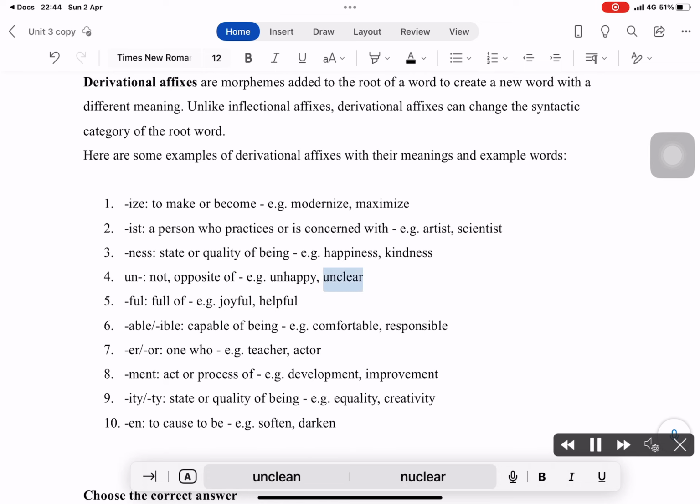Un-, not, opposite of, e.g. unhappy, unclear. Ful, full of, e.g. joyful, helpful. Able, capable of being, e.g. comfortable, responsible. Or, one who, e.g. teacher, actor. Ment, act or process of, e.g. development, improvement.